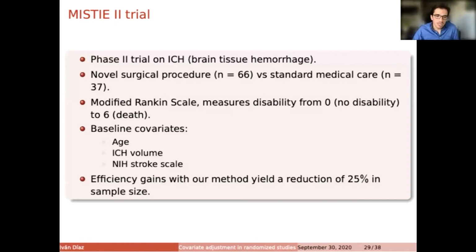We had 3 baseline covariates that were prognostic: age, ICH volume, so the volume of the area of the brain that was affected, and NIH stroke scale. What we saw in this trial is that we expected efficiency gains of about 25%, a reduction of about 25% in sample size.